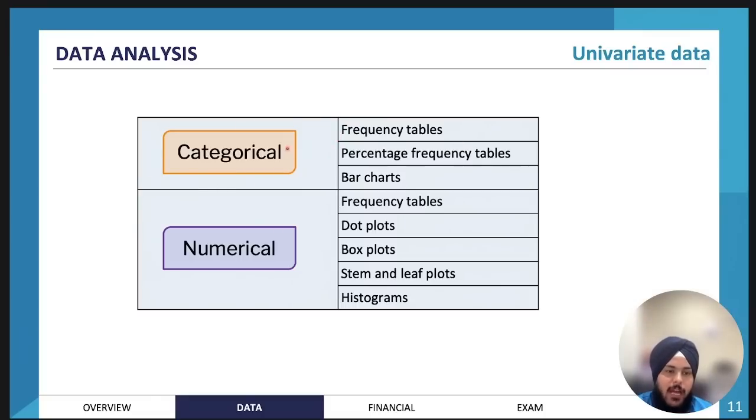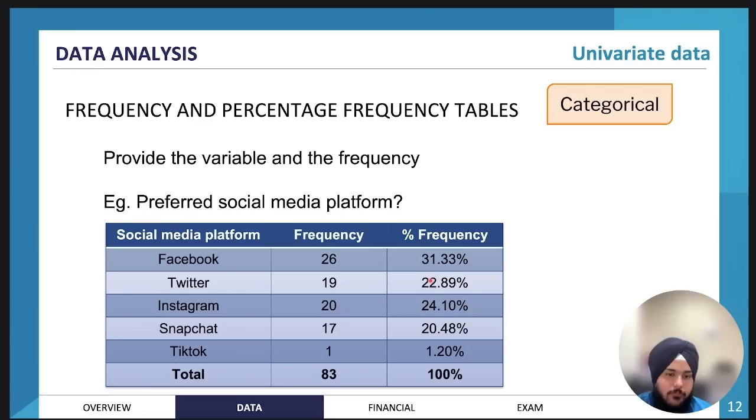So if you have a categorical variable, the way that we can depict it is using frequency tables, percentage frequency tables, or bar charts. Whereas if we have a numerical variable, the ways that we can depict this, again, are using frequency tables, but this time they will look a little bit different. We can also use dot plots, box plots, stem and leaf plots, and histograms. So now we'll be quickly going through all the different types of graphs and how we can interpret and also graph them.